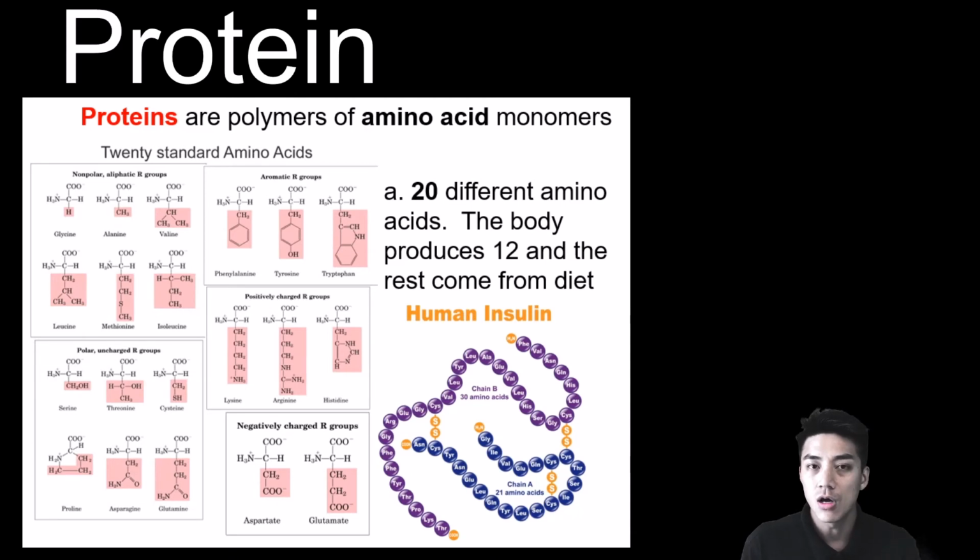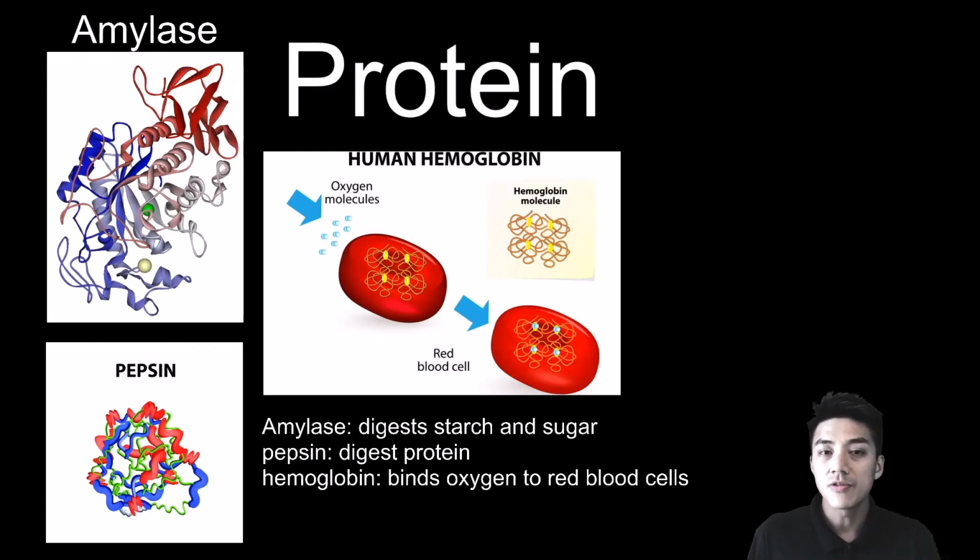Proteins are actually long polymer chains of something called amino acids. There are 20 different types of amino acids, 12 of which are found and produced naturally in the body. The other 8 have to come from your diet. There are so many different types of proteins, but I'll give you 3 different examples.